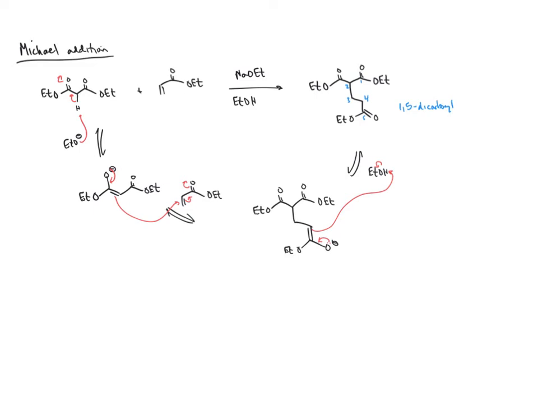And so this reaction is known as a Michael addition, and we can think of it retrosynthetically as a 1,5-dicarbonyl coming from an enolate reacting with an alpha-beta unsaturated carbonyl. There's another reaction that involves enolates reacting with alpha-beta unsaturated carbonyls, and that's known as a Robinson annulation.